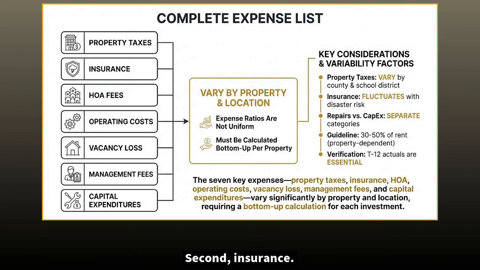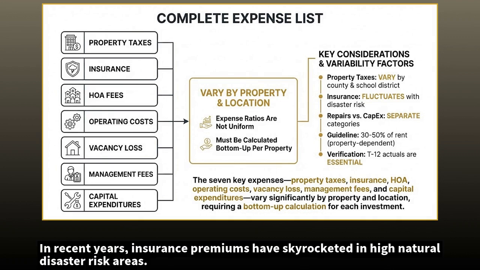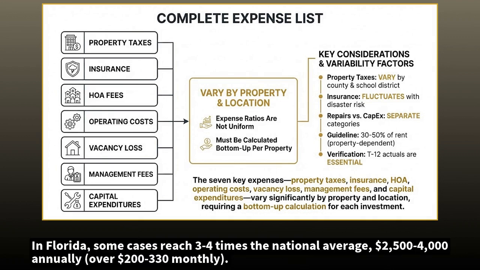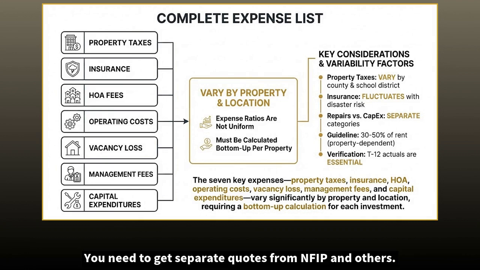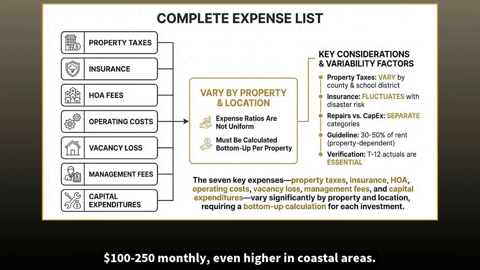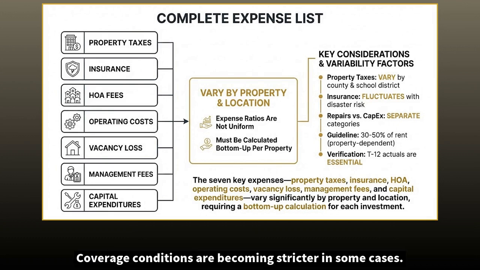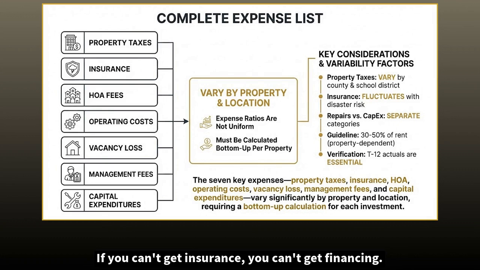Second, insurance. Fire, flood, liability. In recent years, insurance premiums have skyrocketed in high natural disaster risk areas. In Florida, some cases reach 3 to 4 times the national average, $2,500 to $4,000 annually, over $200 to $330 monthly. Furthermore, flood damage isn't covered by standard homeowners insurance. You need to get separate quotes from NFIP and others. $100 to $250 monthly, even higher in coastal areas. Coverage conditions are becoming stricter in some cases. If you can't get insurance, you can't get financing.